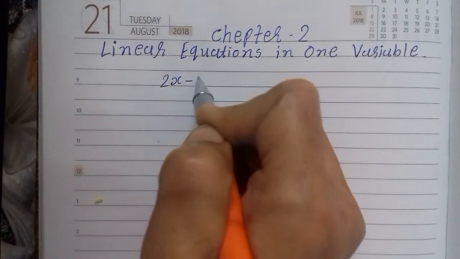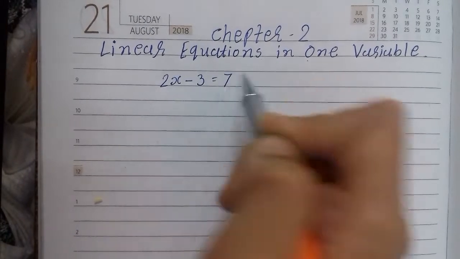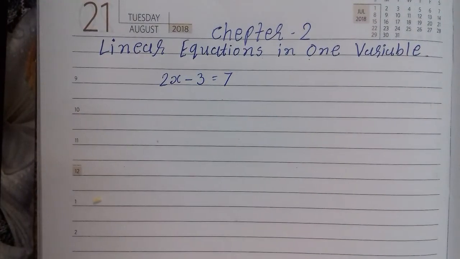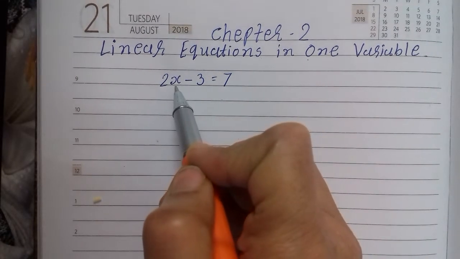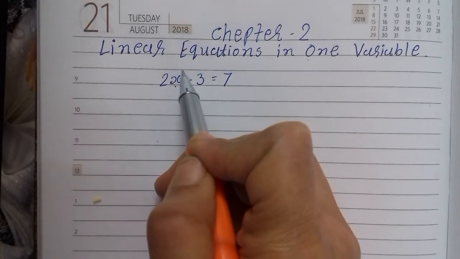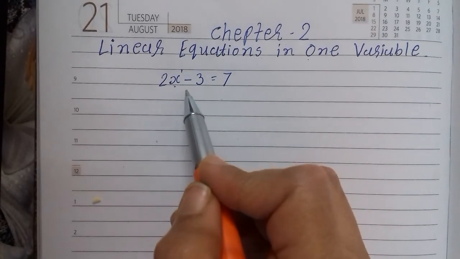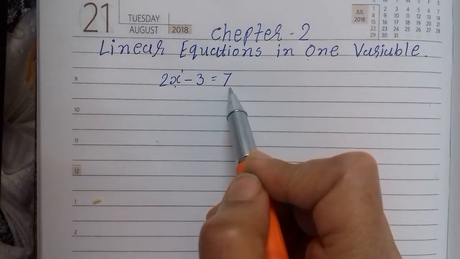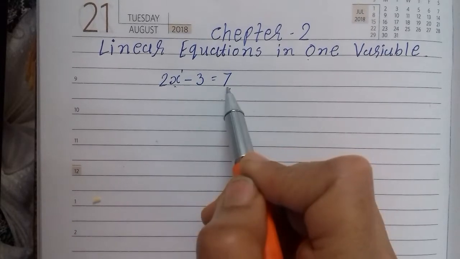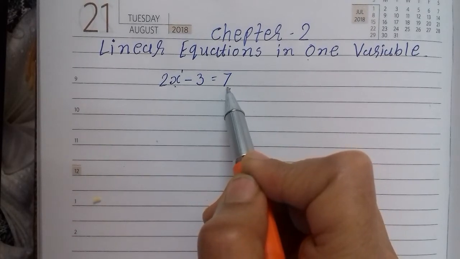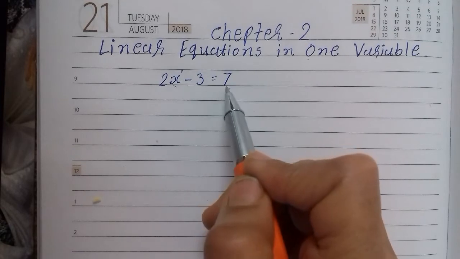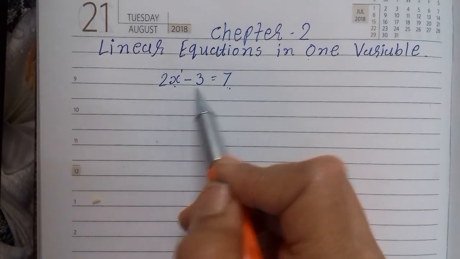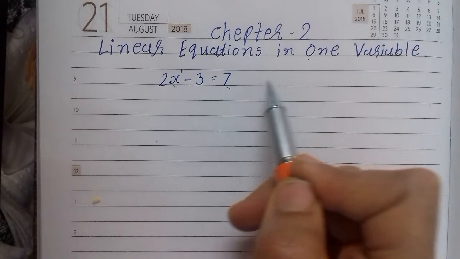2x minus 3 is equal to 7. Here x is the variable, and the highest power of the variable is only 1. So this expression is a linear expression, that means linear equation. So in this chapter we will solve equations which have linear expressions.